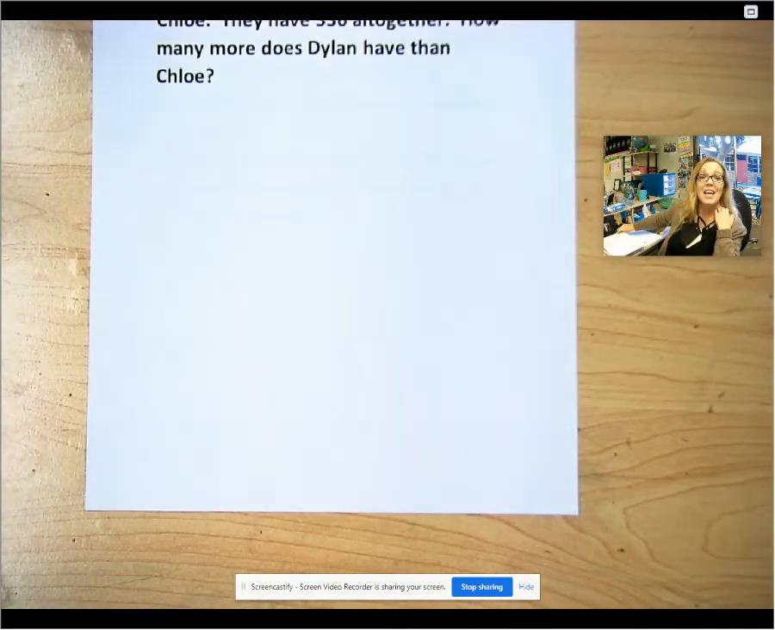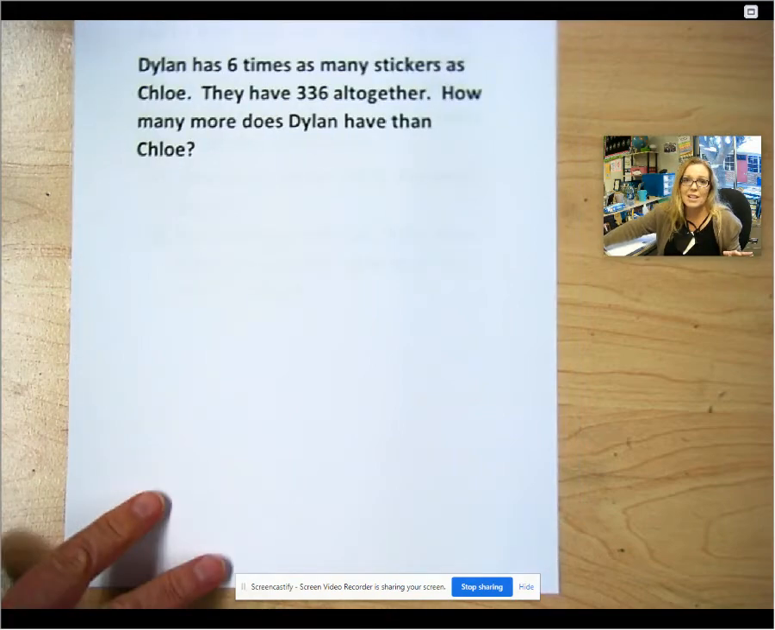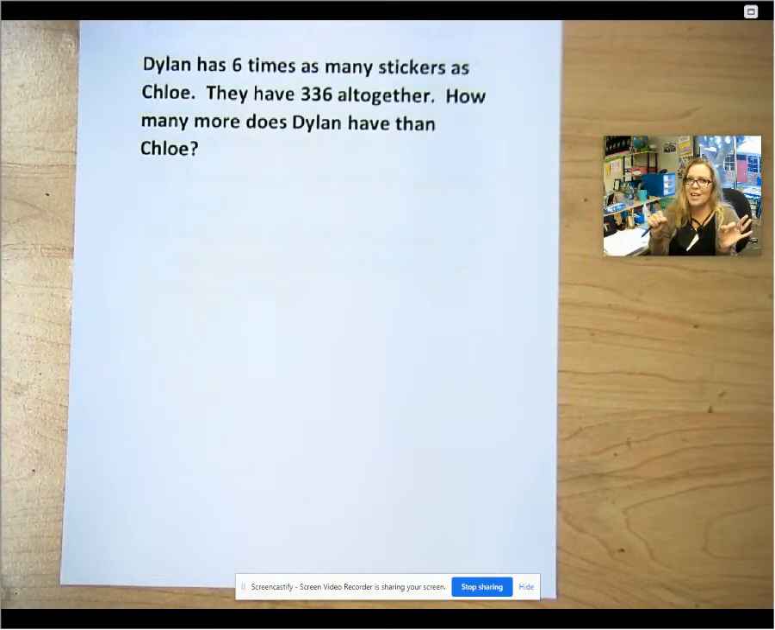Okay, and now we have a 6 times as much. You should be able to model this, friends. Dylan has 6 times as many stickers as Chloe. They have 336 altogether. How many more does Dylan have than Chloe?